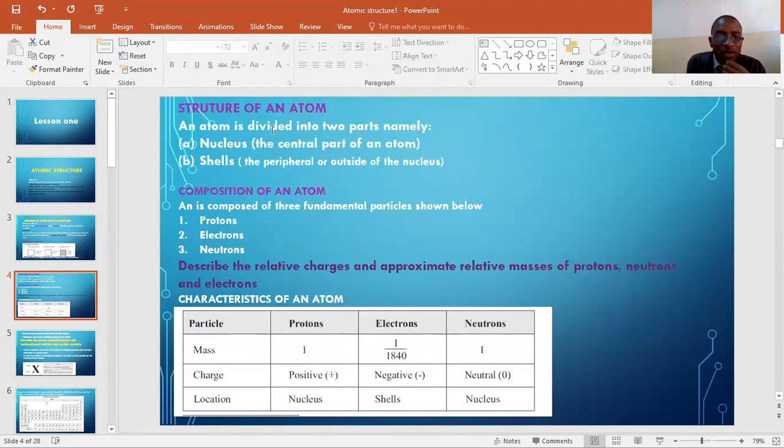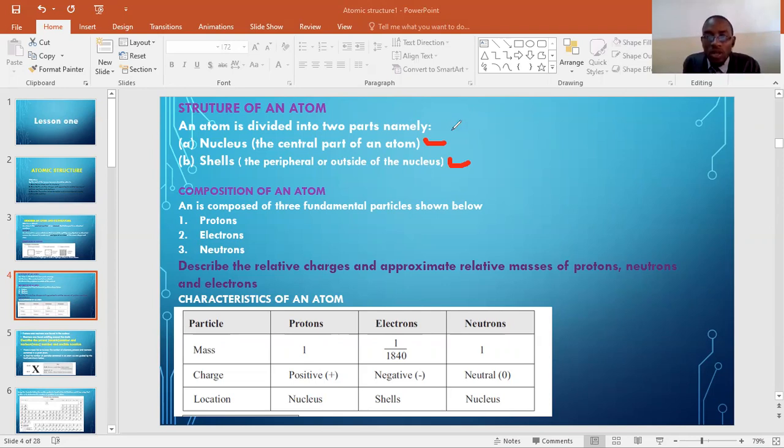So the two parts of an atom, we have a nucleus, and we have the shells. The nucleus is found at the center. The central part of an atom is made up of a nucleus. And then the peripheral, the outside of it, is made up of shells, or in other books they call them energy levels or orbitals. So at our level, we understand them as shells. The outside of an atom is made up of shells.